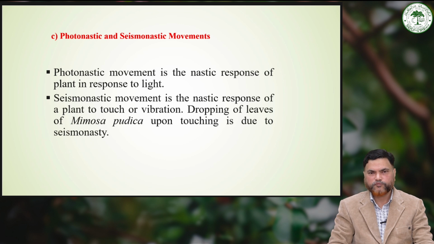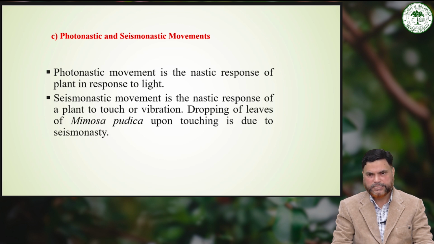Now, the role of potassium is also very important. You see it in photonastic and seismonastic movements. Basically, the motion of the leaves and leaflets results from reversible changes in turgor pressure within specialized tissues known as motor organs or pulvini.